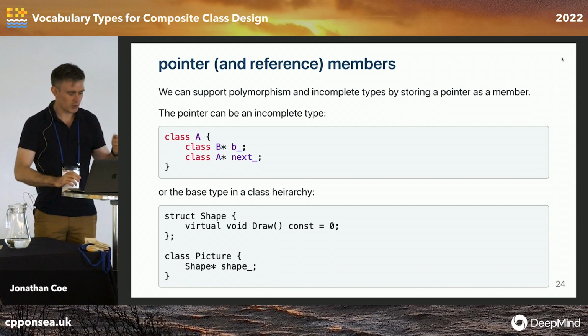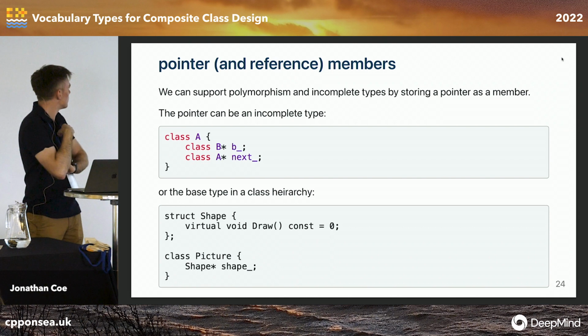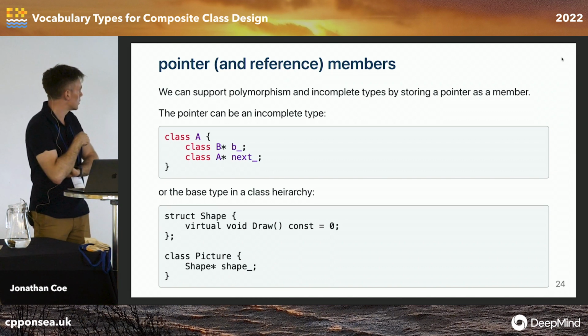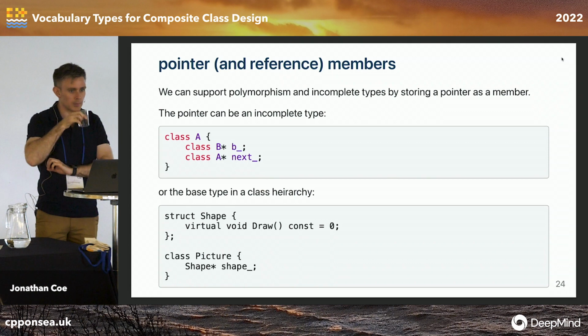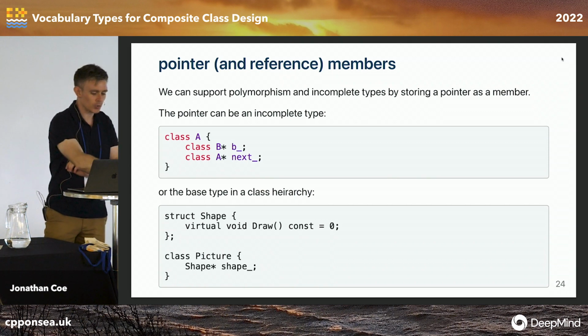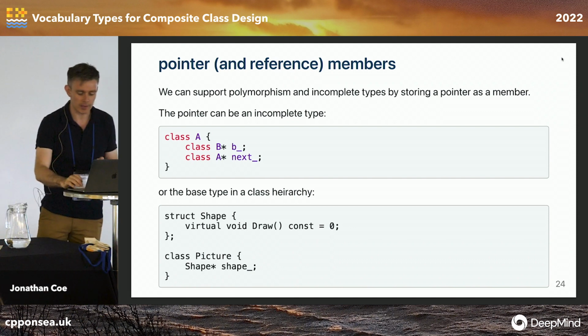So, traditionally, we have supported polymorphism and incomplete types by storing a pointer as a member, and the pointer can be an incomplete type. So we can have our class A, which contains a pointer to a B and a pointer to another A. Alternatively, you could store the base class in a type hierarchy. So you have a base shape, and then your picture contains a single shape. And your shape could be a square, or could be a circle, or if you want to do a more interesting picture, you could have a vector of shapes, like go wild.